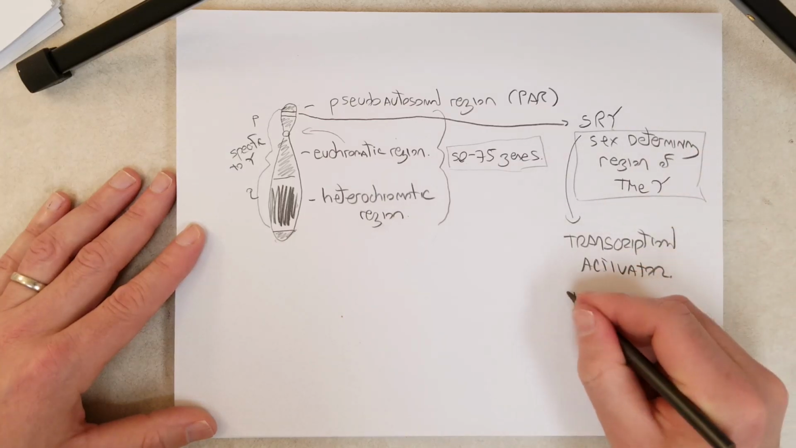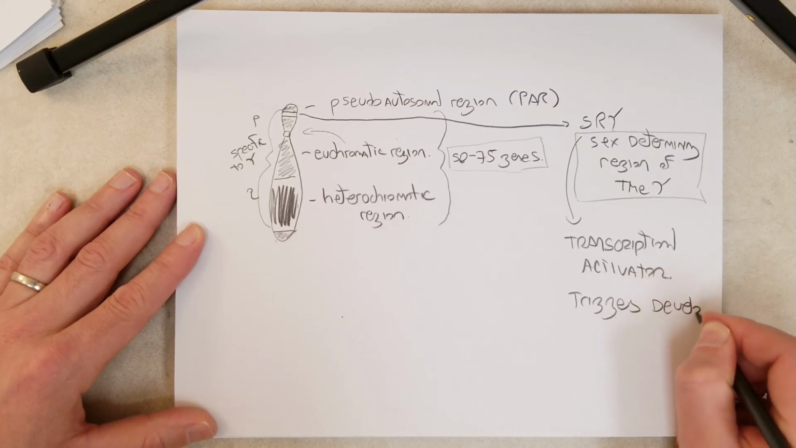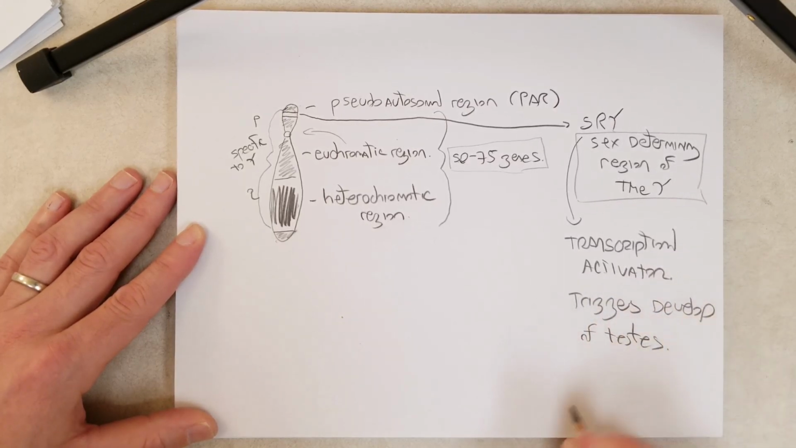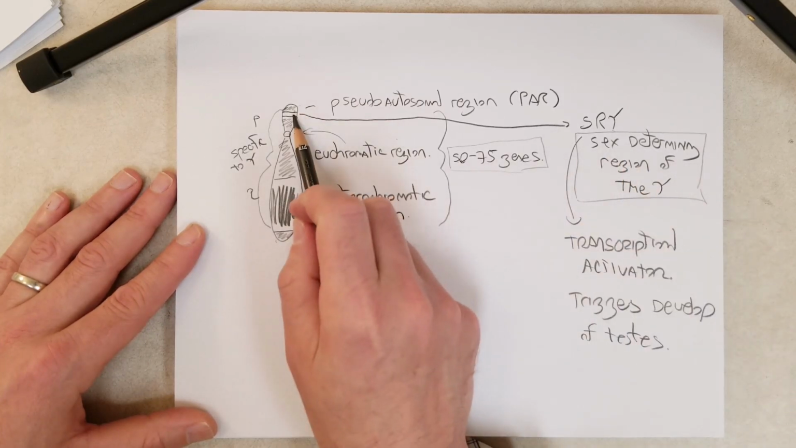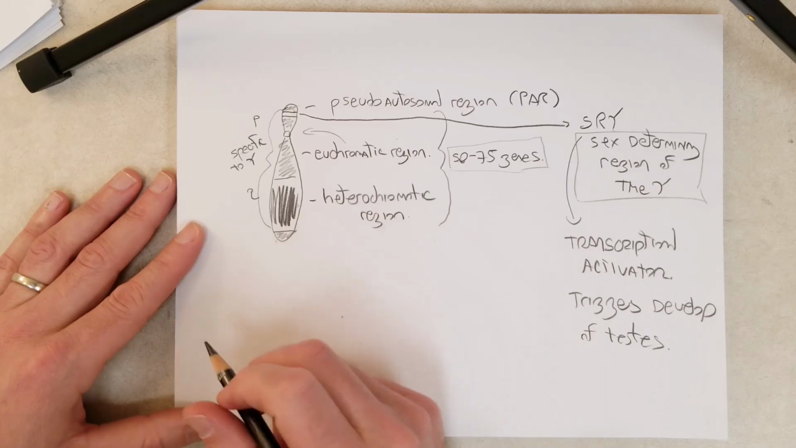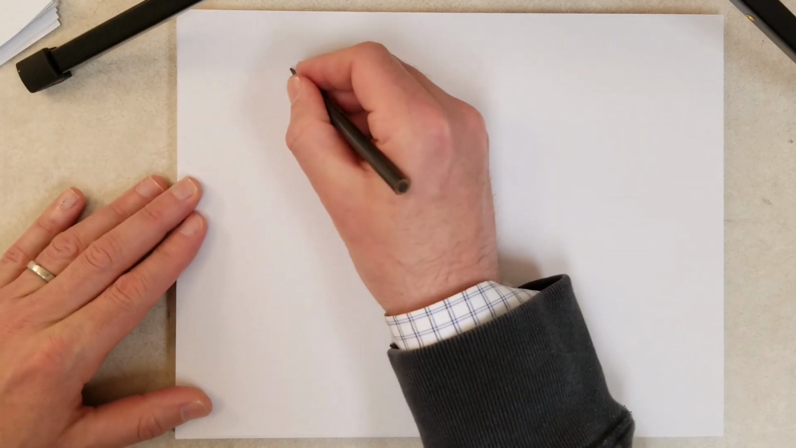It triggers development of testes. Okay, so this one gene right here can trigger development of testes during embryogenesis. So how does that happen? That's essentially why the Y chromosome controls sex determination in humans.